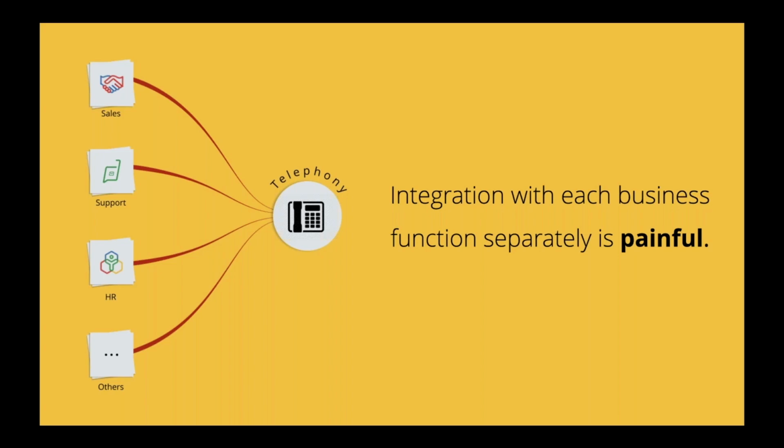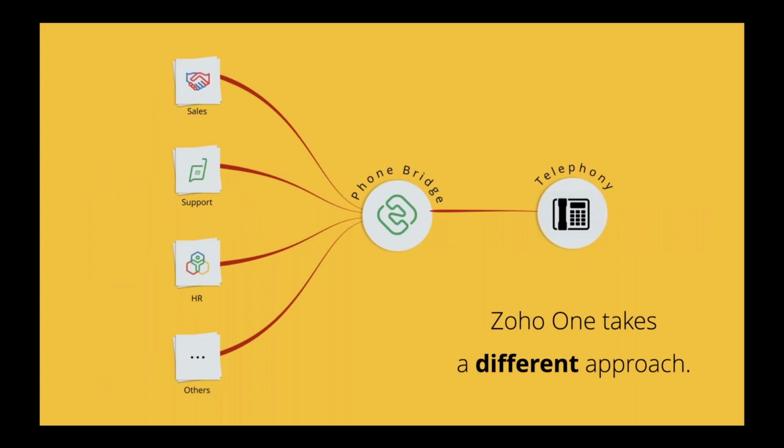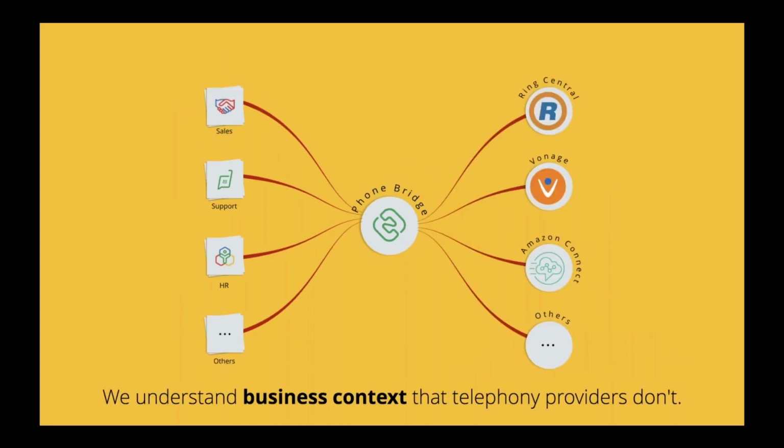So what we've introduced is something called Phone Bridge, which is a single integration point for everything within Zoho One. So you go and get a telephony or PBX provider, you integrate it one time with Phone Bridge, and then you can just turn on the integration in all of these different Zoho applications for these different departments. And we understand the business context, so you can do this with any of these providers and still get the real productivity and the real value that you want to see as a business.